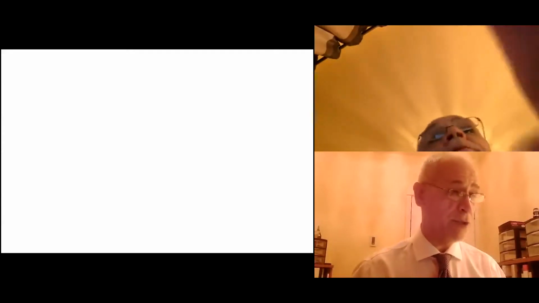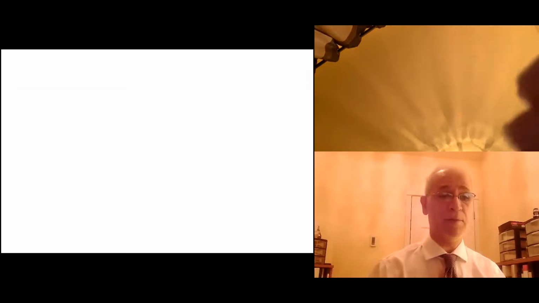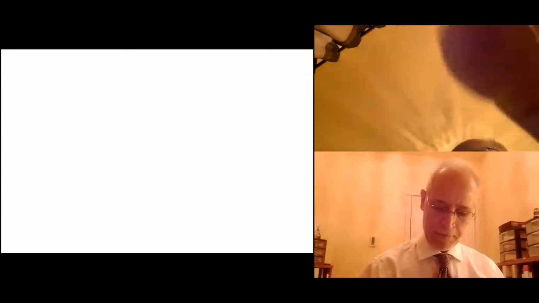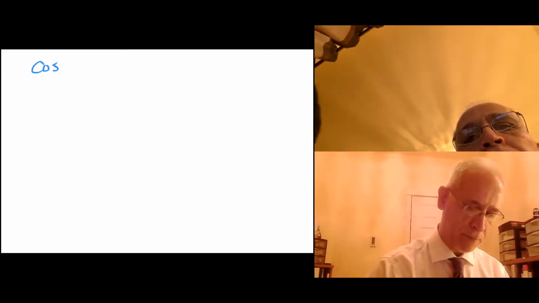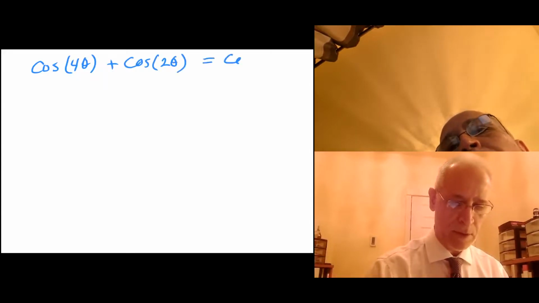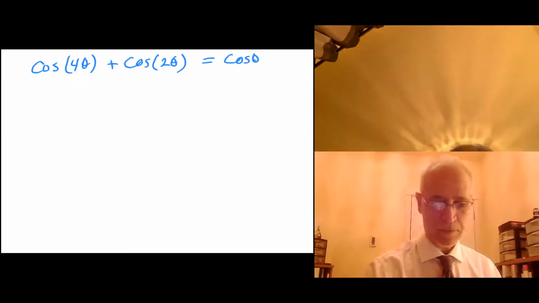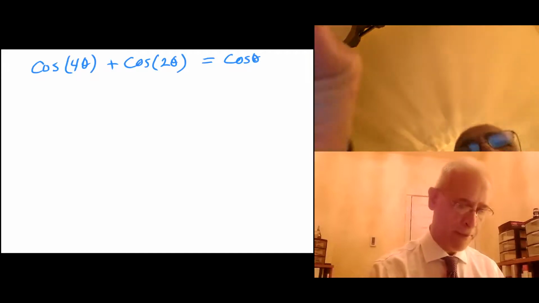Hello, Math 142. I'm going to show a couple of examples that involve using sum to product formulas. Let's see, I have cosine of 4 theta plus cosine of 2 theta equals cosine of theta. Let me first write the formula down so we can follow it.